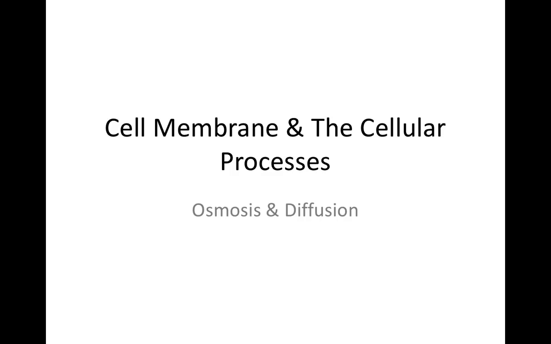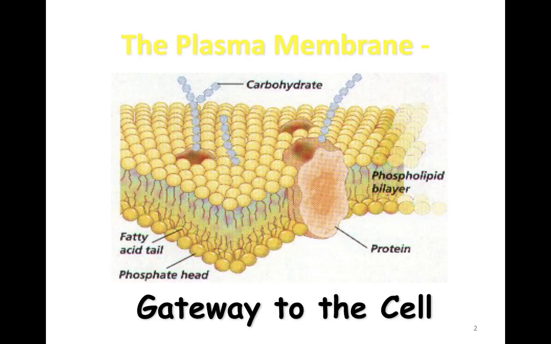Alright, so let's go over cell membrane and the cellular processes. So here we have our plasma membrane, also called the cell membrane. We refer to it as the gateway to the cell. You're going to see lots of illustrations throughout this video about our phospholipid bilayer. We have our phosphate heads and our fatty acid lipid tails in the center.